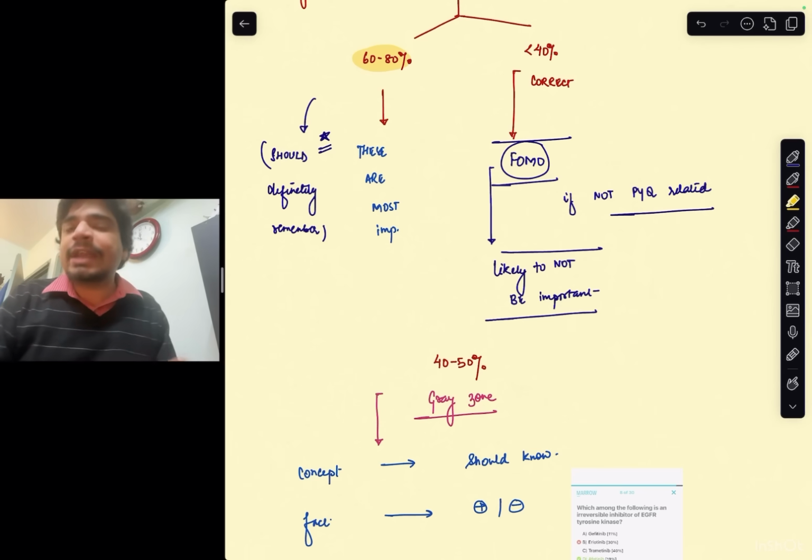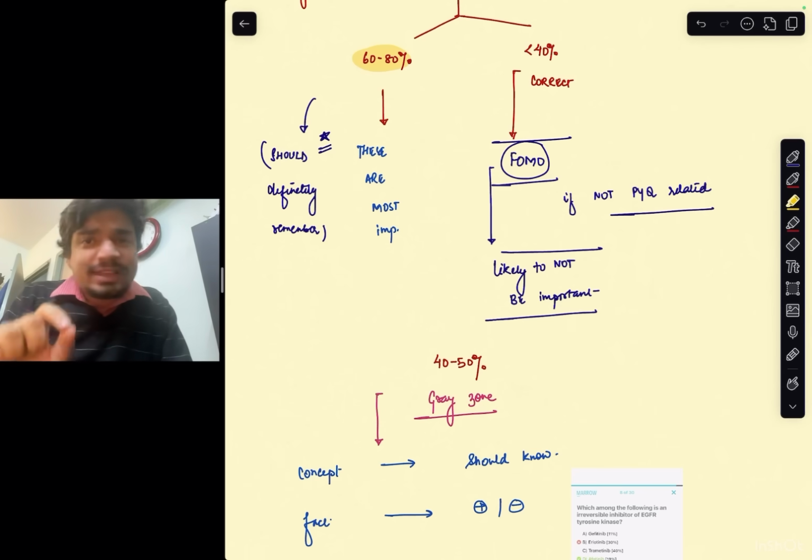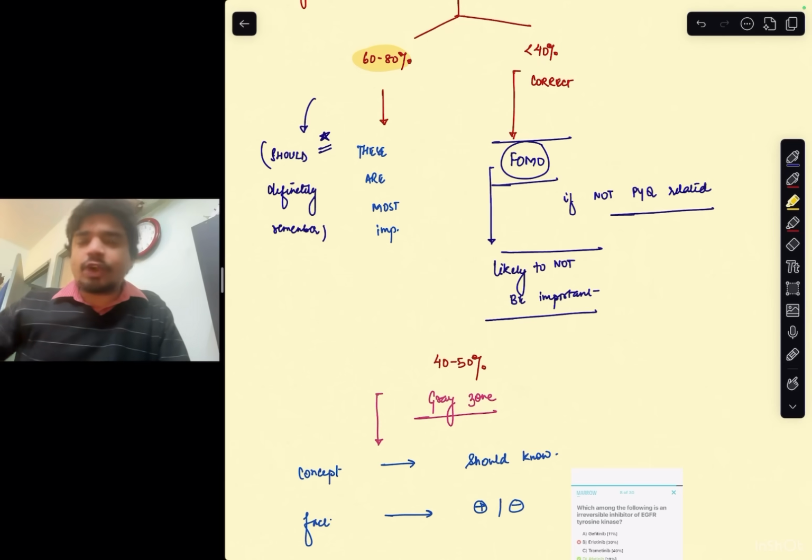Or if you're getting this correct, you should understand why you got it correct. It should be in your notes. Less than 40%, not really important. 40 to 50% is the gray zone.